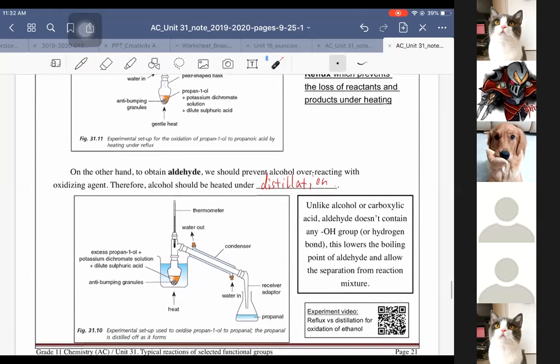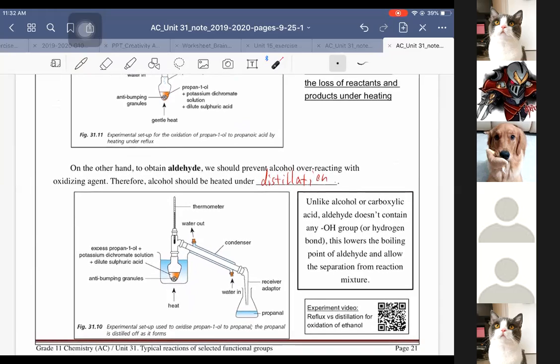Okay, so we got time. I will quickly show you the video. Pay attention to the color change of the catalyst.